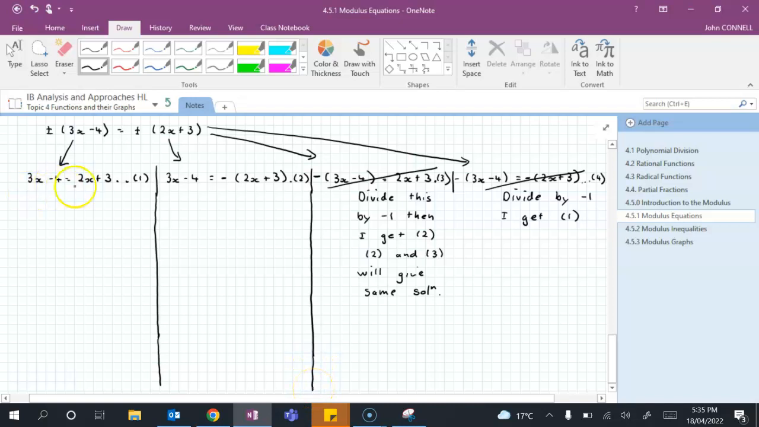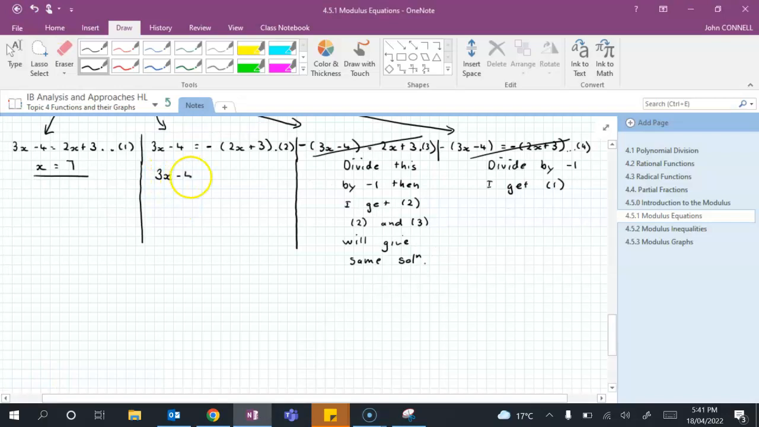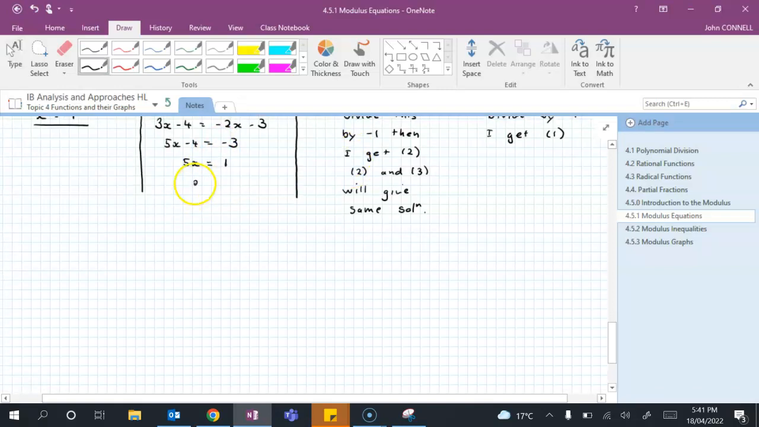Okay, alright, so taking 2x from both sides will give me x, adding 4 to both sides will give me 7. Okay, what about here? 3x take 4 will equal minus 2x take 3. Add 2x to both sides will give me 5x take 4 is equal to minus 3. Add 4 to both sides will give me 5x equals minus 3 add 4, which will be positive 1. And so x is equal to 1/5.